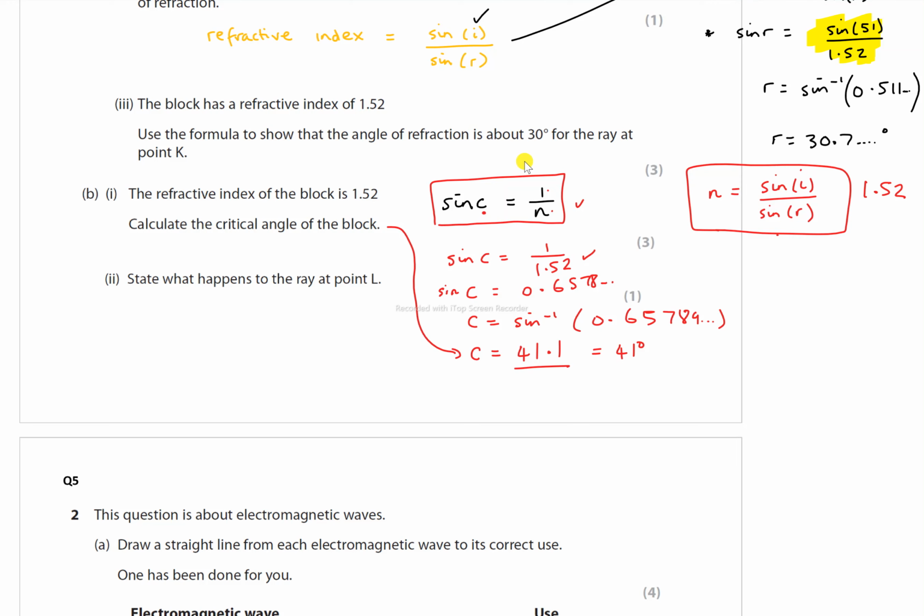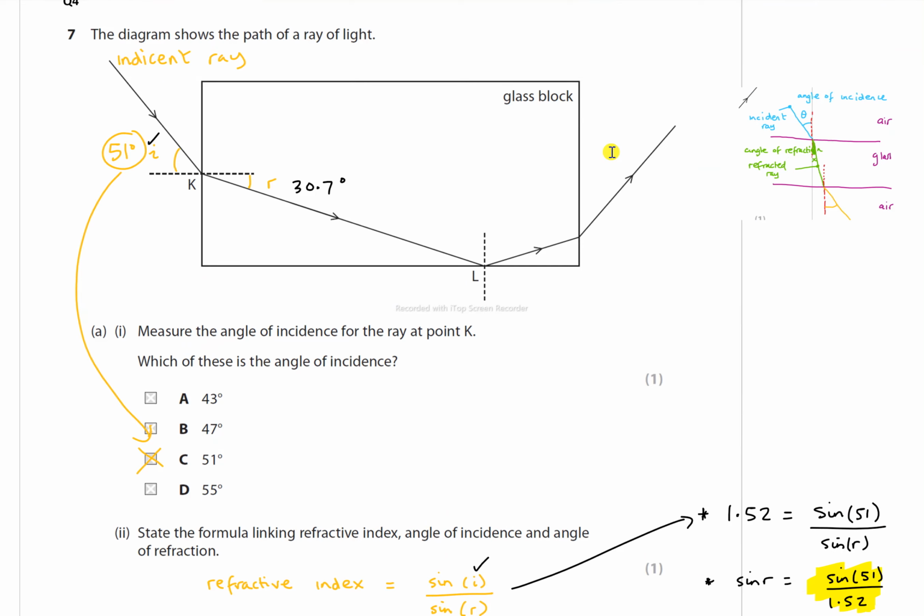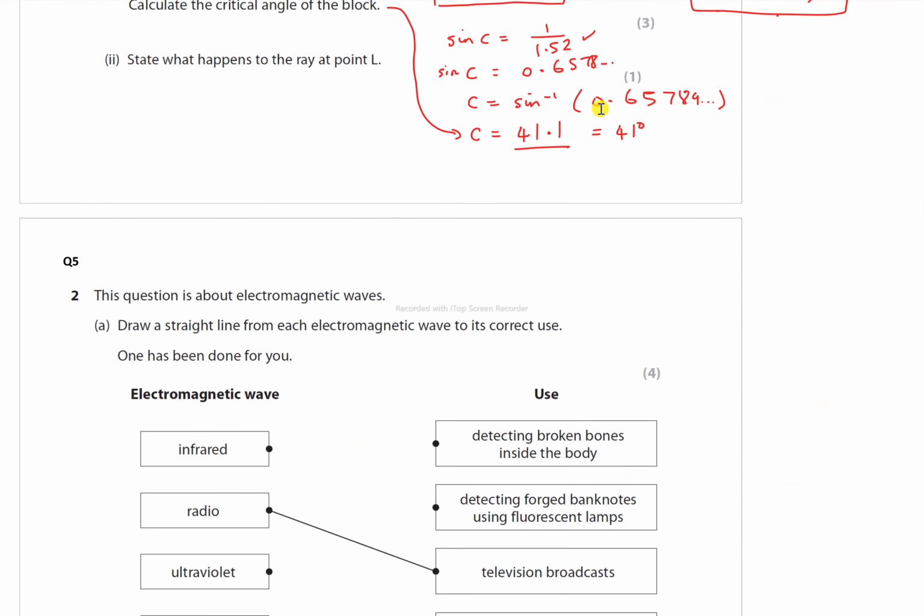Right, next one. What happens to the ray at point L? Where's L? Right, okay. So what's happened? The ray's come in, it's bounced off, and it's come up. So it's been totally internally reflected. So, one marker. All you can say is you have total internal reflection.